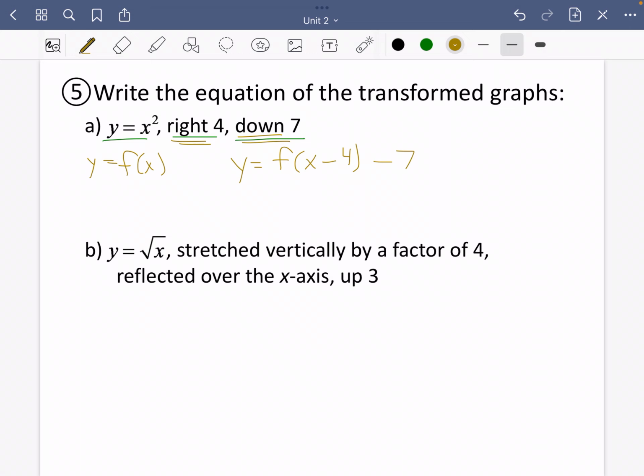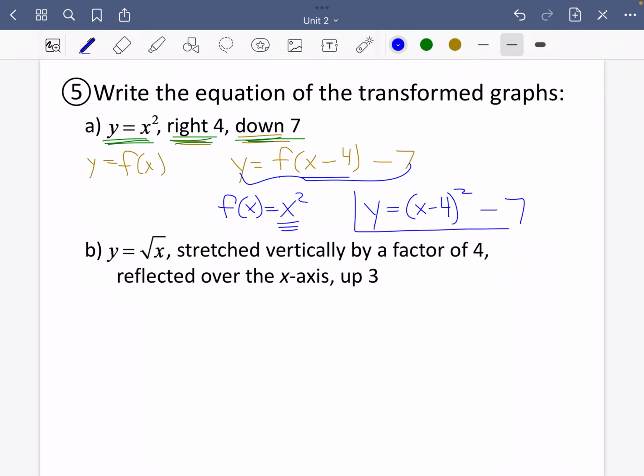So if we want to write this function y equals x squared shifted right 4 and down 7, our function f of x is equal to x squared. So y, if it has this form, y is equal to our f being evaluated at x minus 4. So we have x minus 4 squared minus 7. That takes an x squared graph, shifts it right 4, and shifts it down 7.